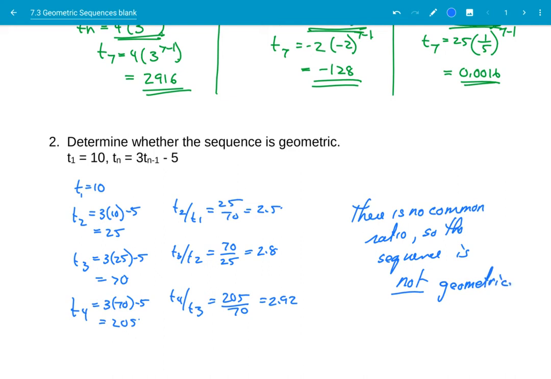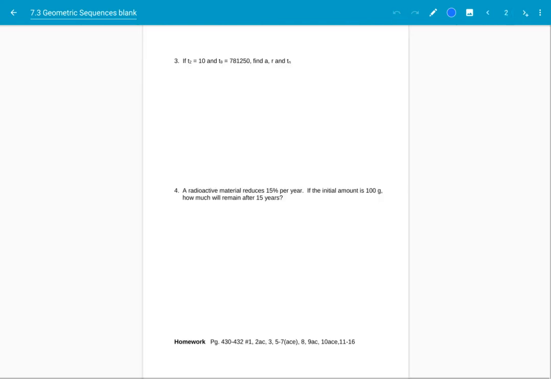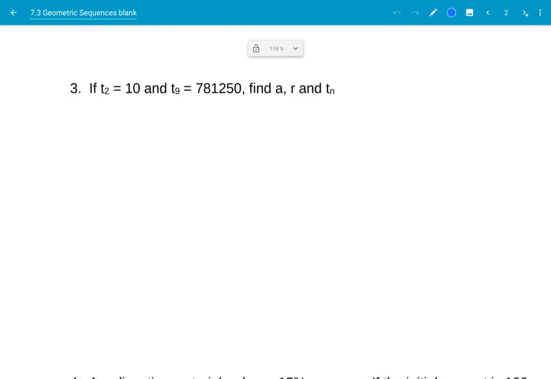Okay, Example 3. Find a, r and Tn, given T2 is 10 and T9 is 781,250. Remember, Tn is a times r to the n minus 1. So when n is 2, T2 is 10, which is equal to a times r to the 2 minus 1. So we have 10 is equal to a times r.